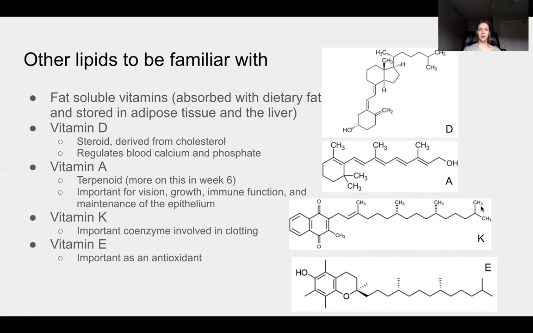I work in a doctor's office now, and when we're doing pre-op labs, if someone has really high clotting times, sometimes we will direct their surgeon to do a vitamin K infusion a few days before surgery to ensure that they're able to properly clot during the surgery. And then vitamin E is very important as an antioxidant.